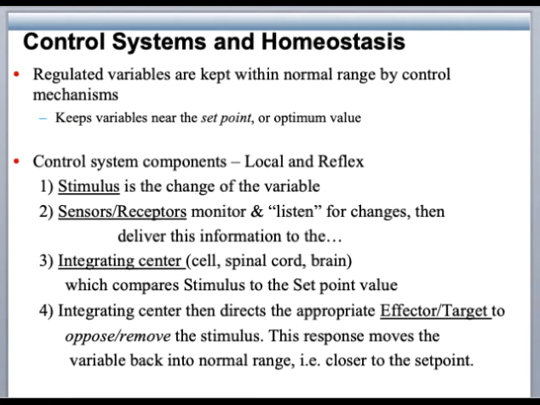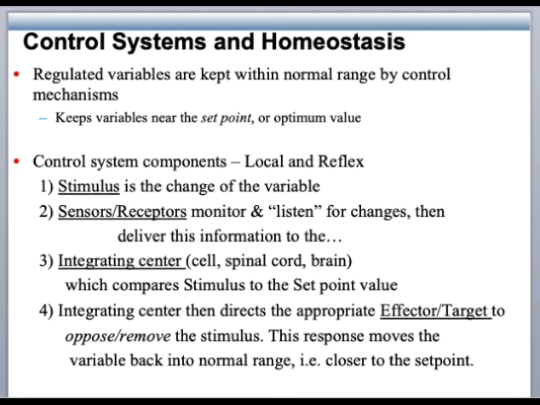So a little bit about these control system components. We have the idea of local components and reflex components and control systems. Local control just means that there's no involvement with the central nervous system, no involvement with the brain and spinal cord. Reflex means systemic, or the whole body is being manipulated.